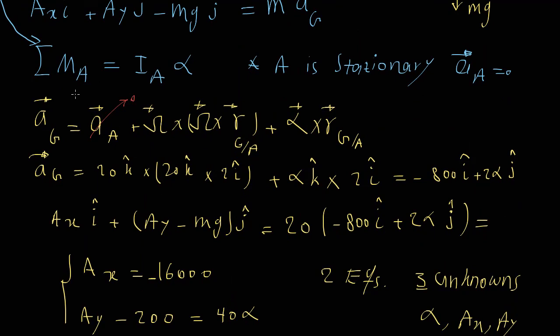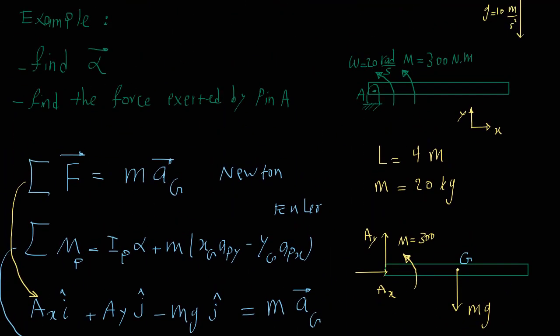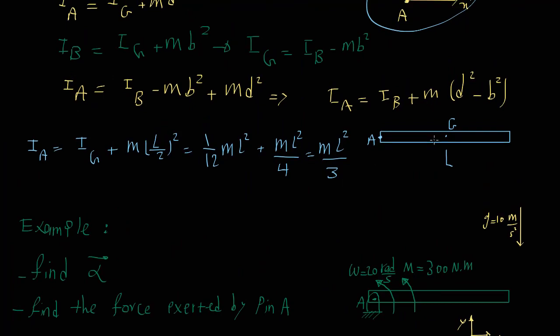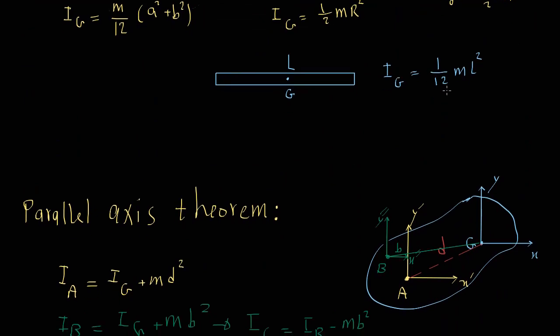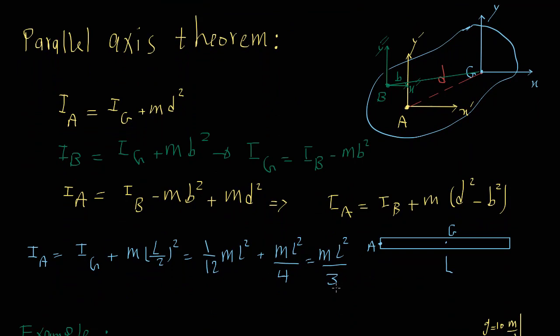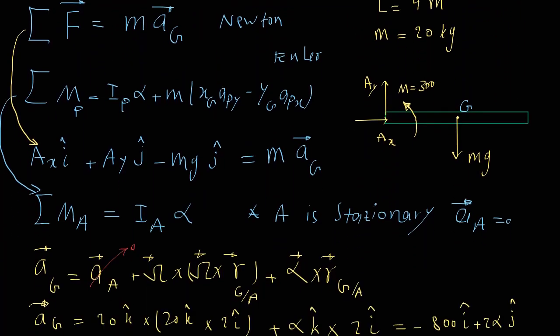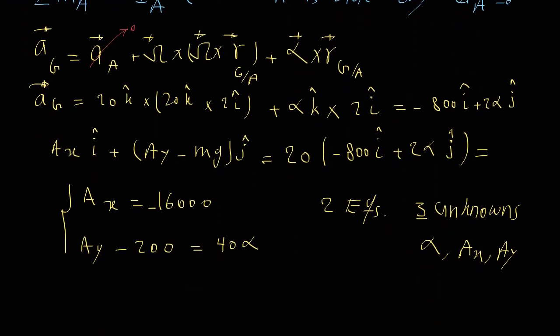So remember, sigma M_A was I_A times alpha. So what is I here? For a bar, we just mentioned this above here. For a bar, around the center of mass, the moment of inertia was 1 over 12 m L squared, but around one of its endpoints would be m L squared over 3. So that's the I of a bar over one of its ends. So here, because we are considering point A, we have to use that m L squared over 3.